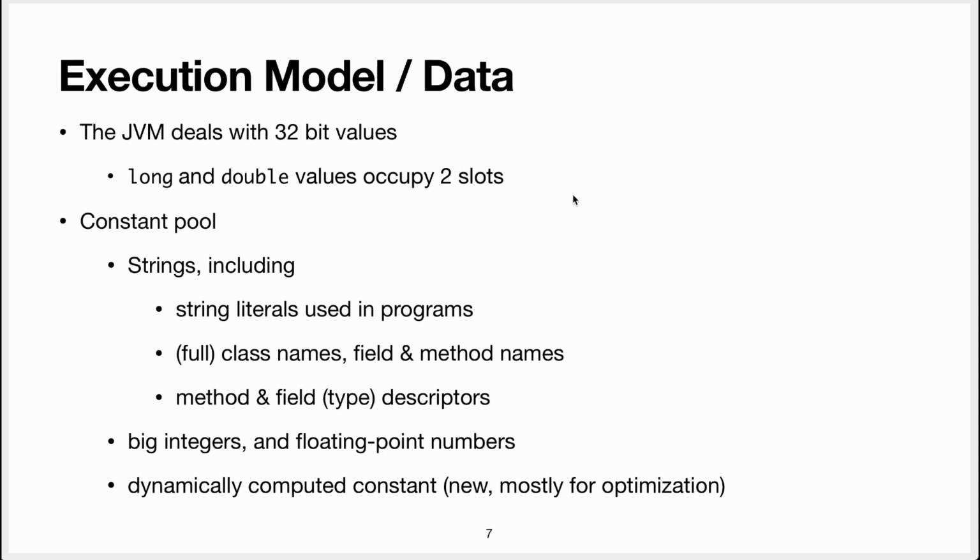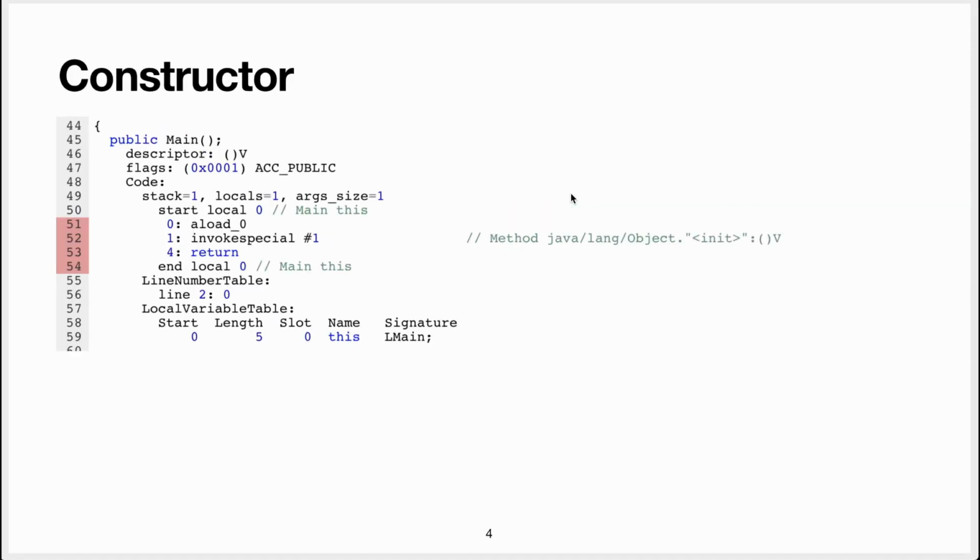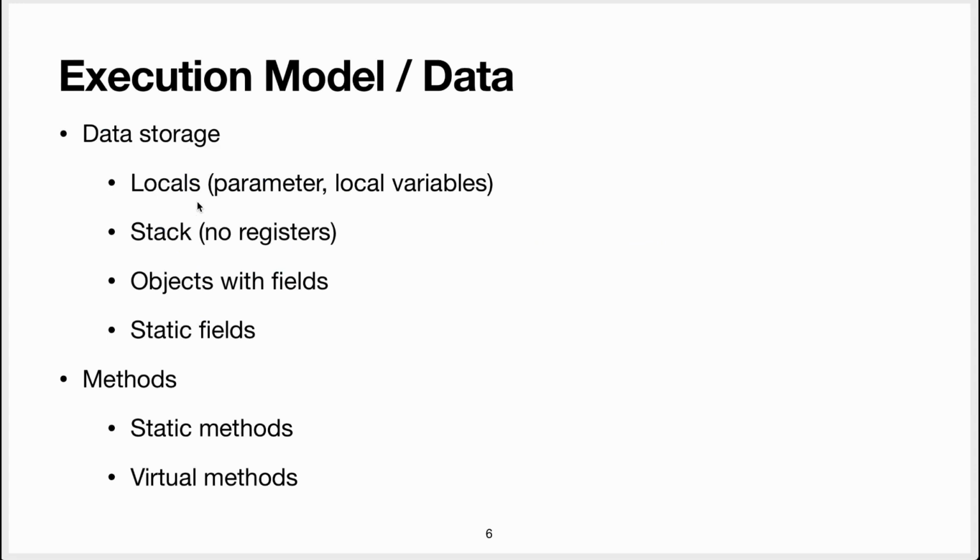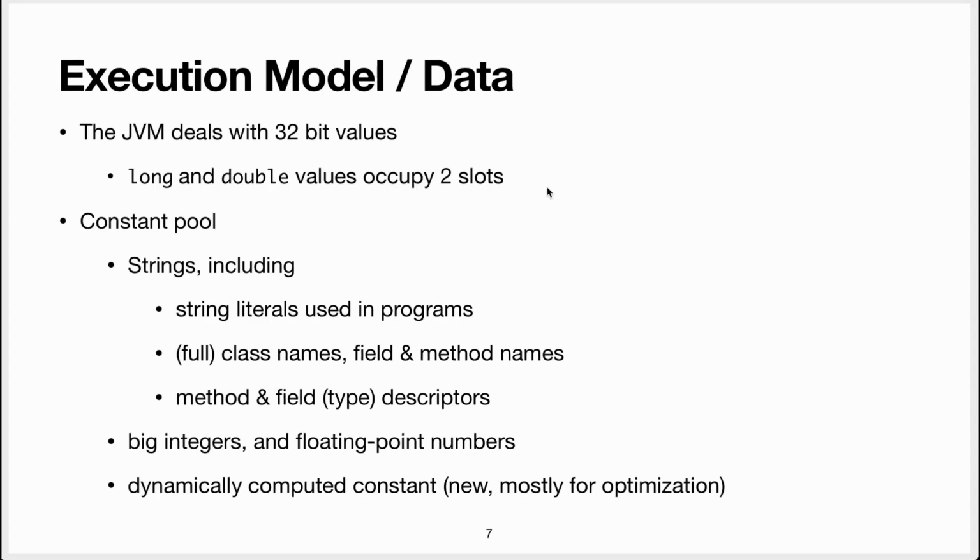So the JVM deals with 32-bit values, and this means a couple of things. It means that long and double values, which are 64 bits, occupy 2 slots. I will show you here. You see there's the maximum size of the stack, which is 1. Well, if you have a long there, it counts for 2. Another consequence is that if you're dealing with short and byte values, so integers that are smaller than 32 bits, they are extended to 32 bits in order to operate on them.